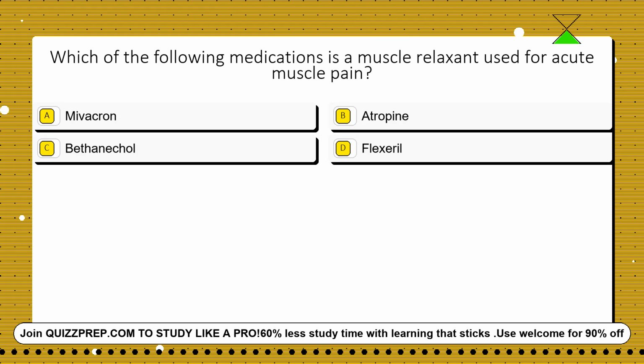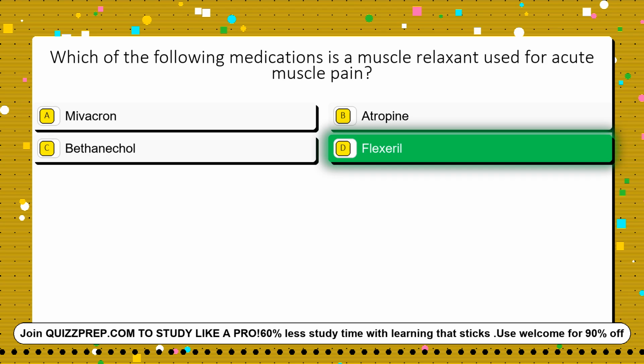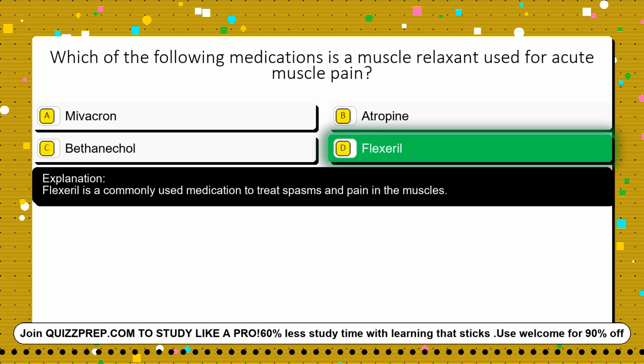Question 57. Which of the following medications is a muscle relaxant used for acute muscle pain? Option A, Mivacron. Option B, atropine. Option C, bethanechol. Option D, Flexeril. The correct answer is option D, Flexeril. Flexeril is a commonly used medication to treat spasms and pain in the muscles.